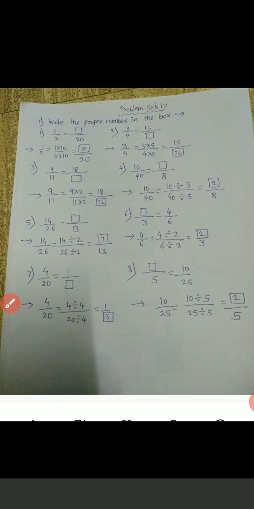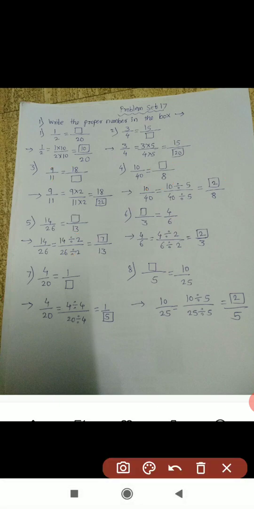Yes. Next, box upon 3 is equal to 4 by 6. So what is the connection between these two? 6 divided by 2, then you will get 3. So 4 divided by 2, you will get 2 upon 3. Here also, 4 upon 20. So if 4 ones are here, what number do you divide by? 4. So you have to divide that also by 4. 4 5s are 20. What is the answer? 1 upon 5.